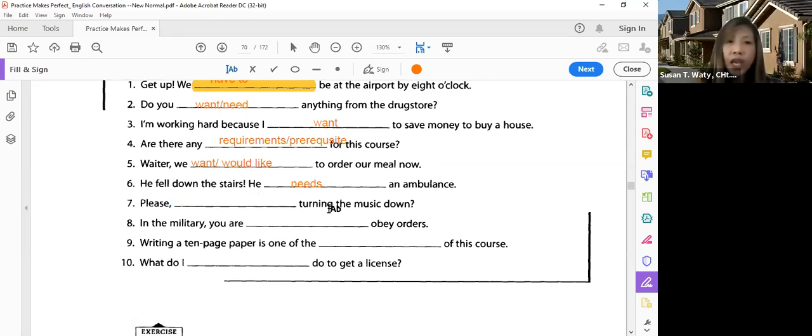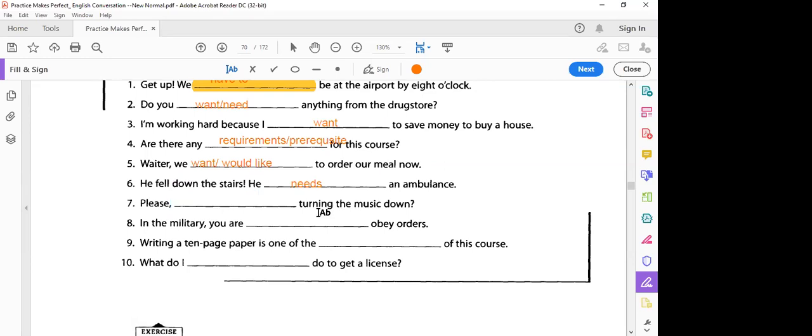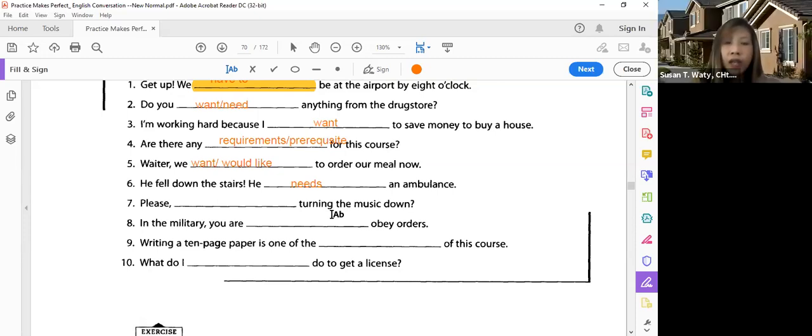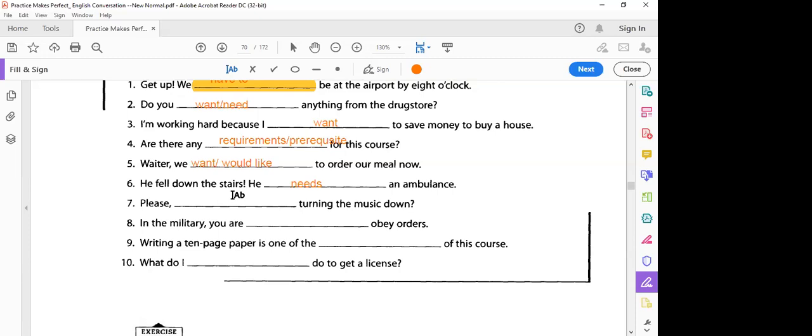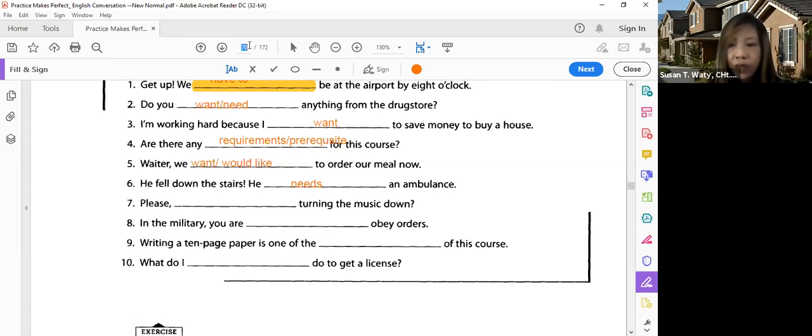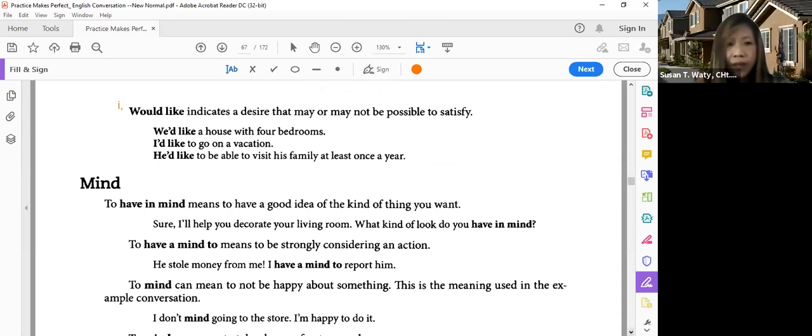Now the verb uses the ing, okay? Plus ing. Turn plus ing, right? So what do you think it is? Please turning the music down. Okay, let me explain. Let me pull this page so we can see together. All right. Okay, this page is 67.